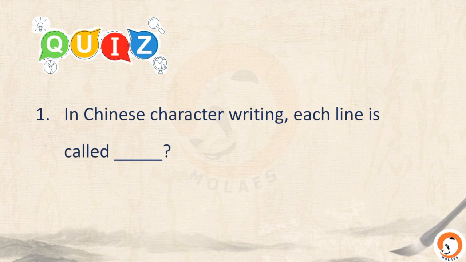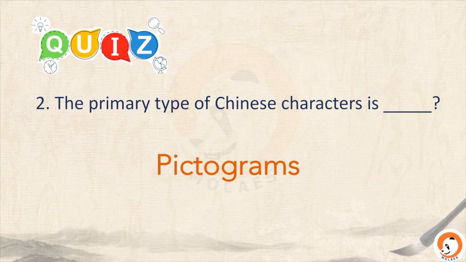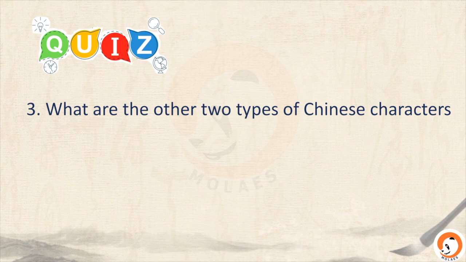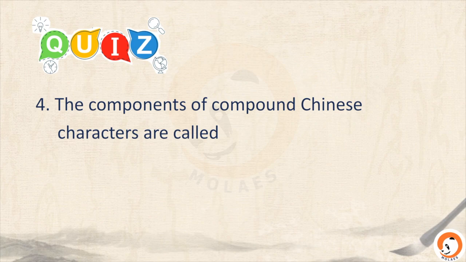Quiz time. 1. In Chinese character writing, each line is called? Yes, stroke. 2. The primary type of Chinese characters is? Yeah, pictograms. 3. What are the other two types of Chinese characters? Ideograms and phonograms. 4. The components of compound Chinese characters are called? Radicals. Yes, if you remember these concepts, it will be much easier for us to continue learning Chinese characters.